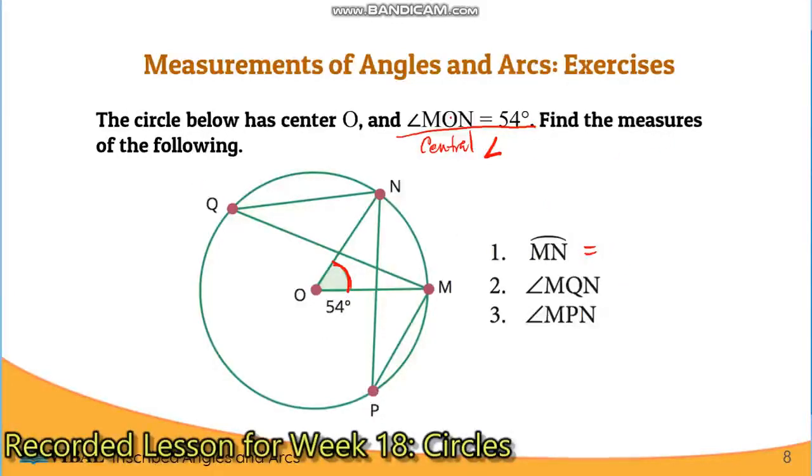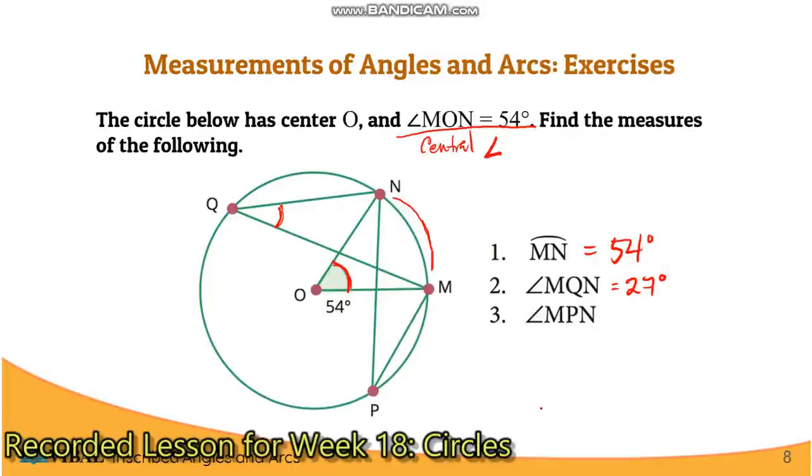If our central angle is 54 degrees, what is the measure of arc MN? 54. Very good, because it lies on the central angle. Now, if the arc measure is 54 degrees, we have an inscribed angle that falls on the same arc. What is the measure of angle MQN? 27. Okay, very good. 27 degrees, half the measure of the intercepted arc and the central angle.